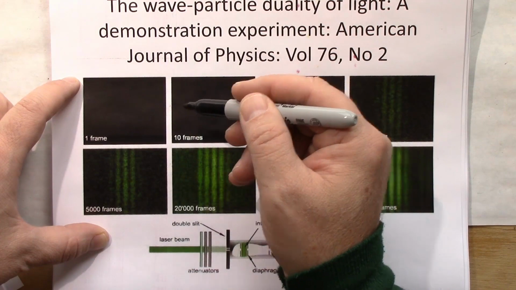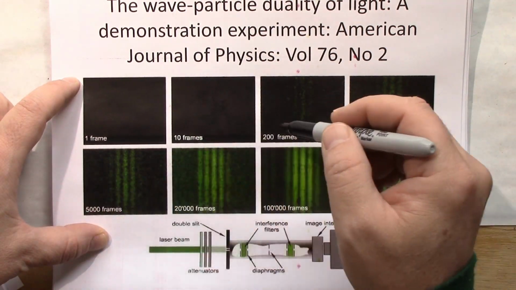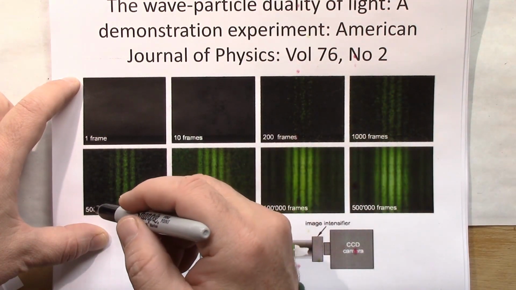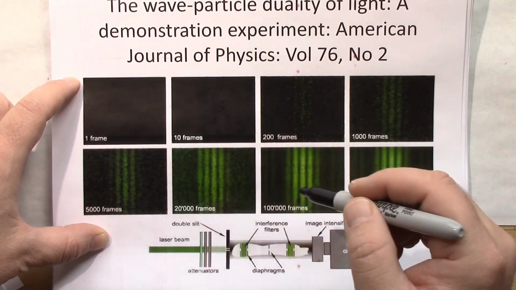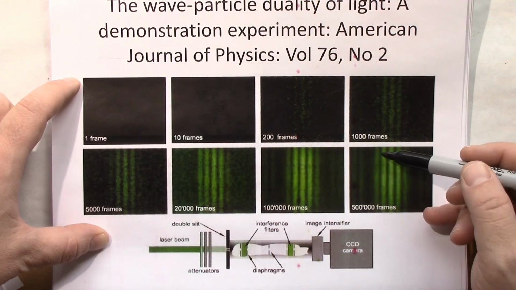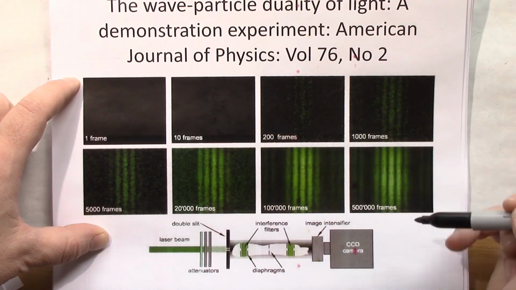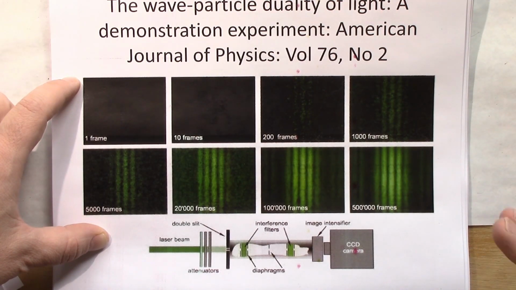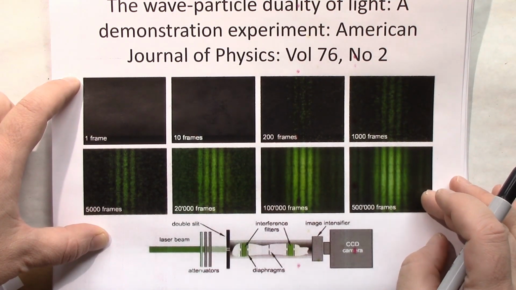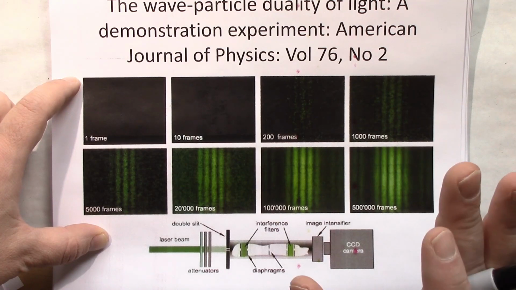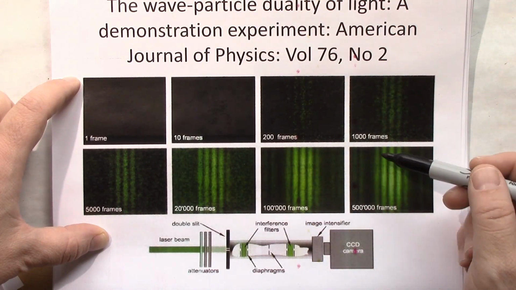And that's for one frame, so they take 200 frames, 1,000 frames, 5,000 frames, 20,000 frames, and up to 500,000 frames, and you can start seeing the double slit fringe pattern. But the problem with this experiment isn't that you get the double fringe pattern.